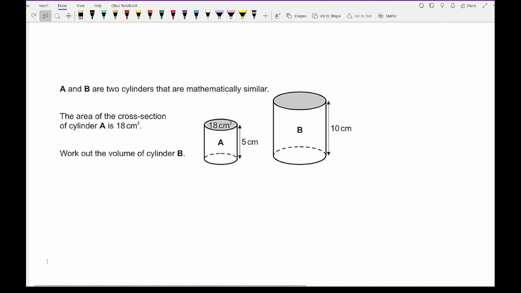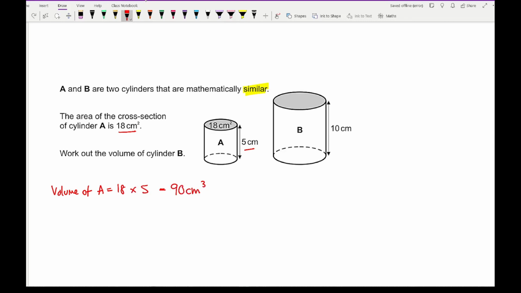It says that A and B are two cylinders and are mathematically similar. That's definitely a word that you need to look out for when dealing with this particular topic. It says that the area of the cross section of cylinder A is 18 centimetres squared. Work out the volume of cylinder B. The first thing we notice is that we're not being given the volume of A. So we need to use this information and this diagram to work out that the volume of A is the cross-sectional area, which is 18, multiplied by the length, which is 5, and that gives me 90 centimetre cubed.